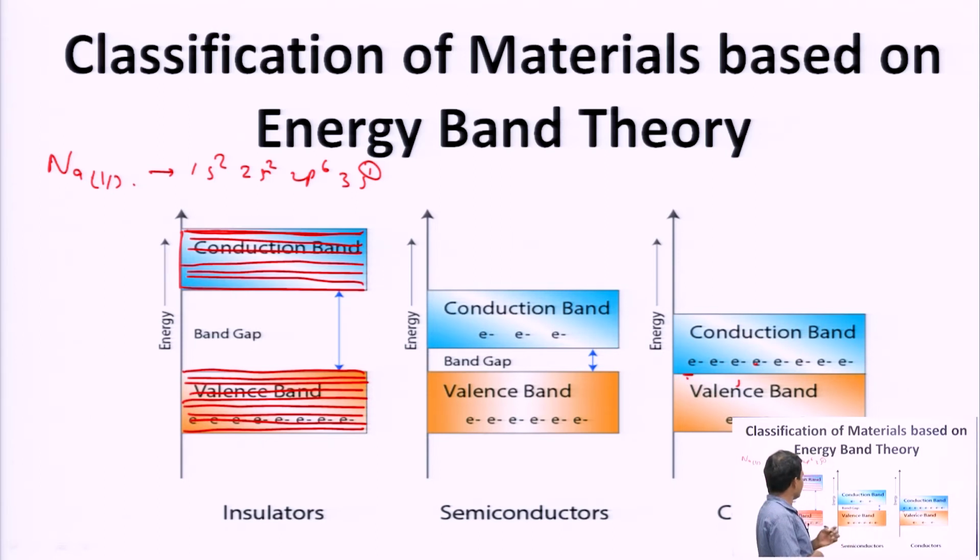On the other hand, if the energy gap or band gap is less than 5 electron volt and is in the order of 1 electron volt, these are the semiconductors. When the energy gap is much higher, greater than 5 electron volt, these elements are known as insulators. For example, wood and plastic are examples of insulators.